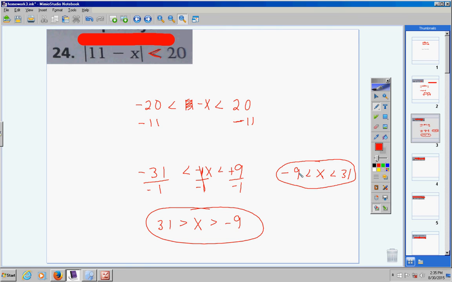x is greater than negative 9. x is less than 31. These 2 answers are identical, and so it really doesn't matter which way you write your answer. Although, notice in most conjunction answers, they're going to put their smaller number to the left, their larger number to the right, and they're going to point their arrows to the left. But I would accept this down here also, that's fine.